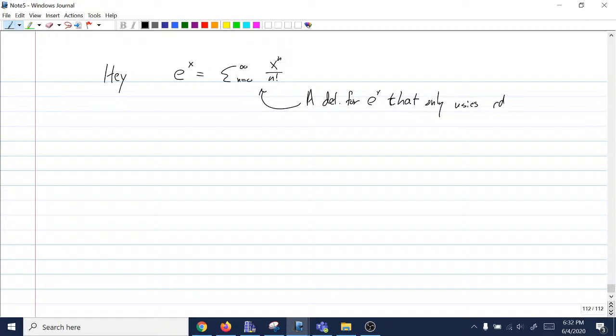Here's the cool idea I want to show you. Hey, you know that e to the x? We just said that e to the x is the sum from n equals 0 to infinity of x to the n over n factorial. This is a definition for e to the x that only uses adding and multiplying powers of x.